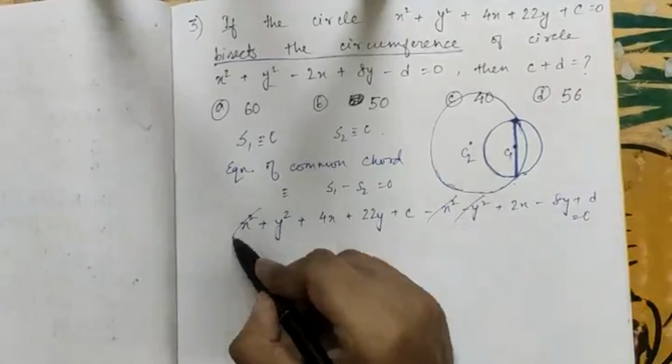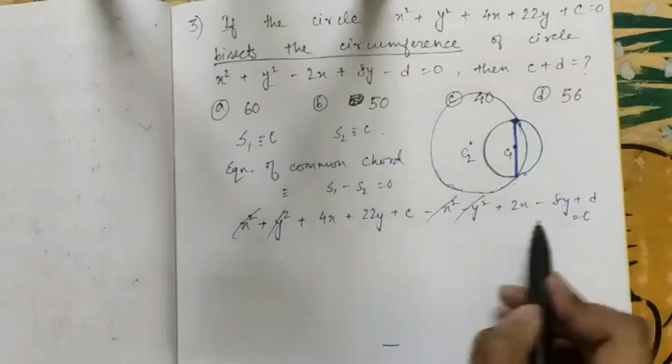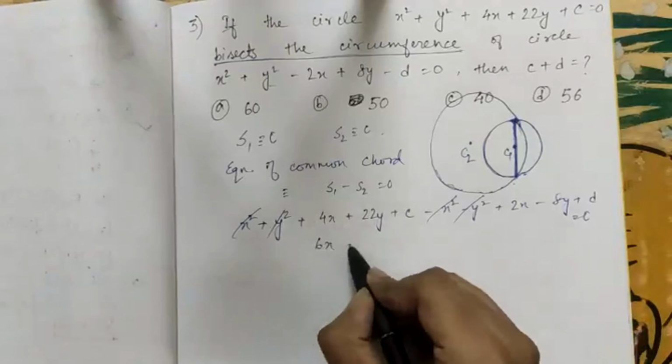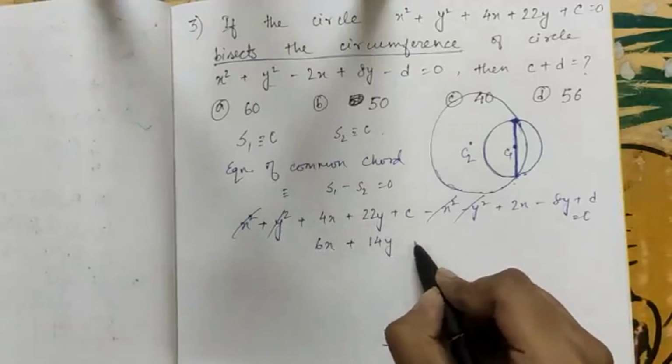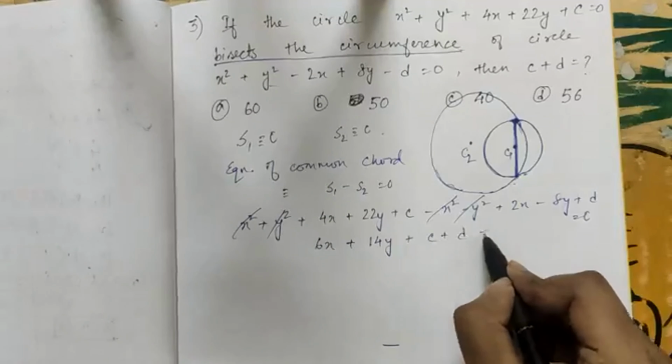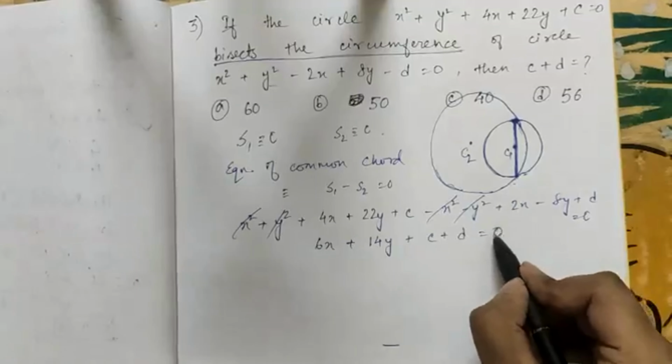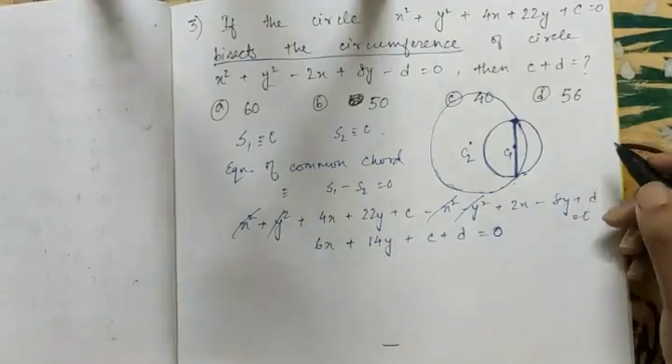x square and y square get cancelled. So what is left over? 6x plus 14y plus c plus d equal to 0. Okay, so this is just left over.